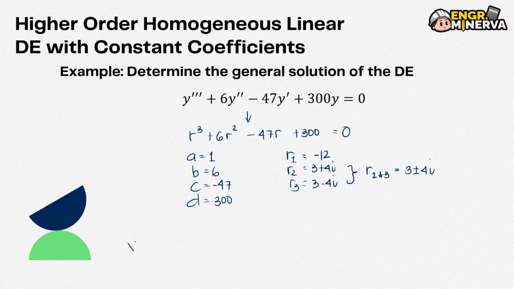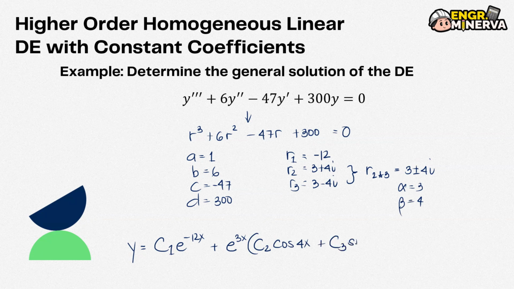So our general solution is y equals, we use first the negative 12, that is c1 e raised to negative 12x plus. So this is now imaginary or complex. Our alpha is 3, our beta is 4. So it means e raised to alpha x c2, no? Because we already used c1, cosine beta x plus c3 sine beta x. So we check. We have three constants. So this general solution is our final answer.